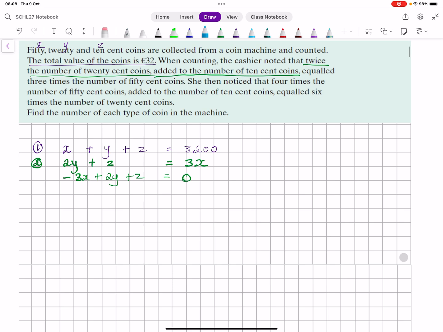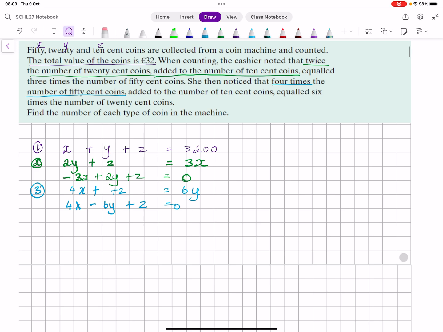She then noticed that 4 times the number of 50-cent coins, so that's 4 times X, added to the number of 10-cent coins, and that's Z, equals 6 times the number of 20-cent coins, so that's 6Y. And then I need to rearrange this, so it can be written as 4X minus 6Y plus Z is equal to 0.